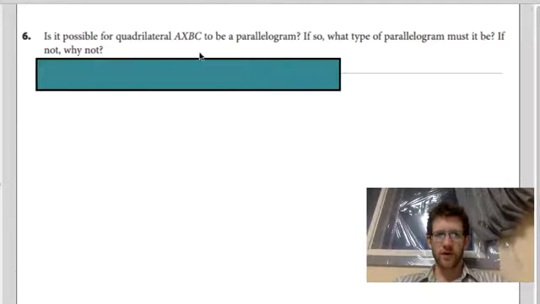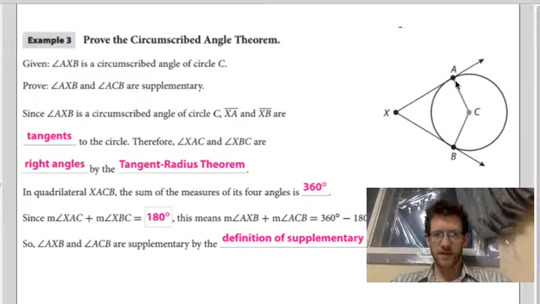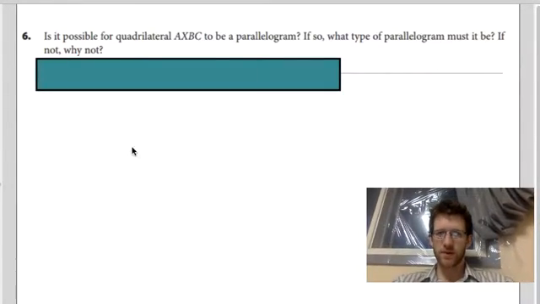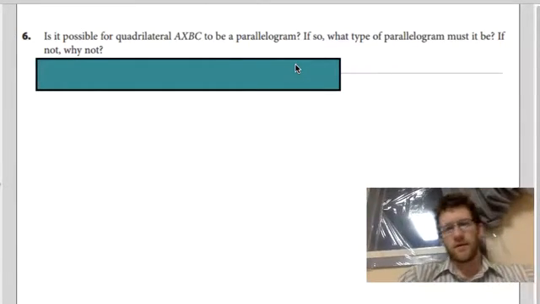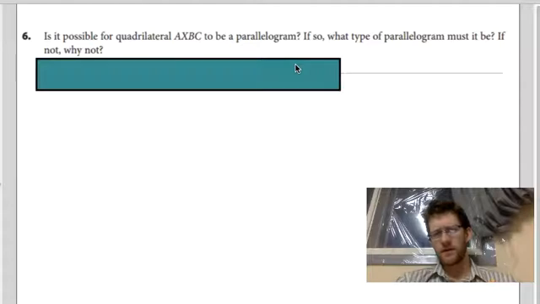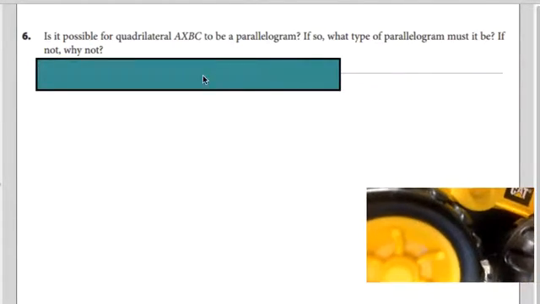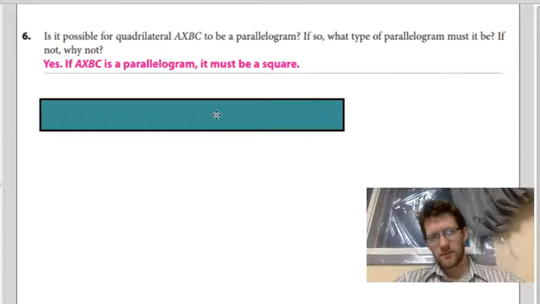Is it possible for quadrilateral AXBC to be a parallelogram? So we're going back to this picture, AXBC. So is it possible to be a parallelogram? If so, what type of parallelogram must it be? If not, why not? I'll let you think about this for a minute. So pause. Ta-da.